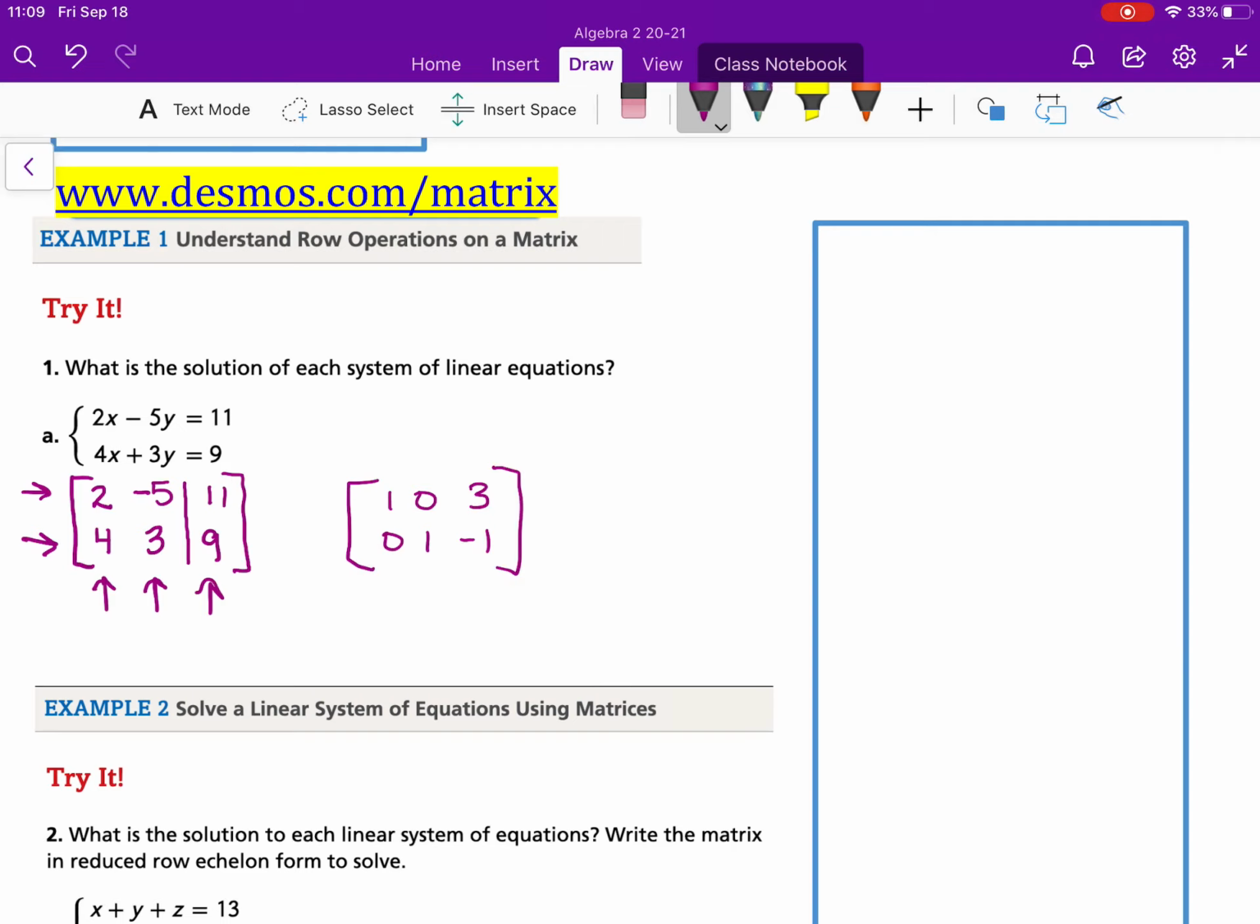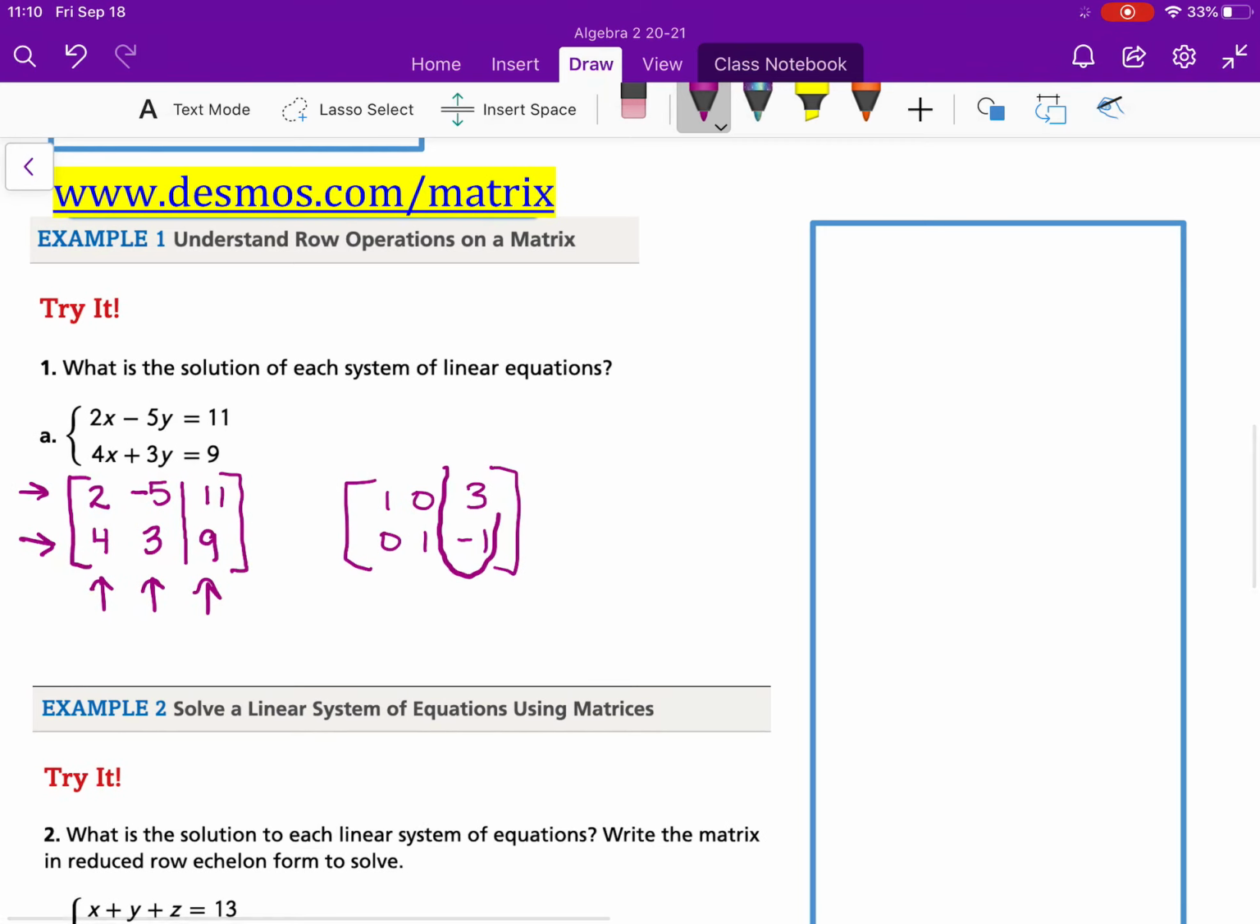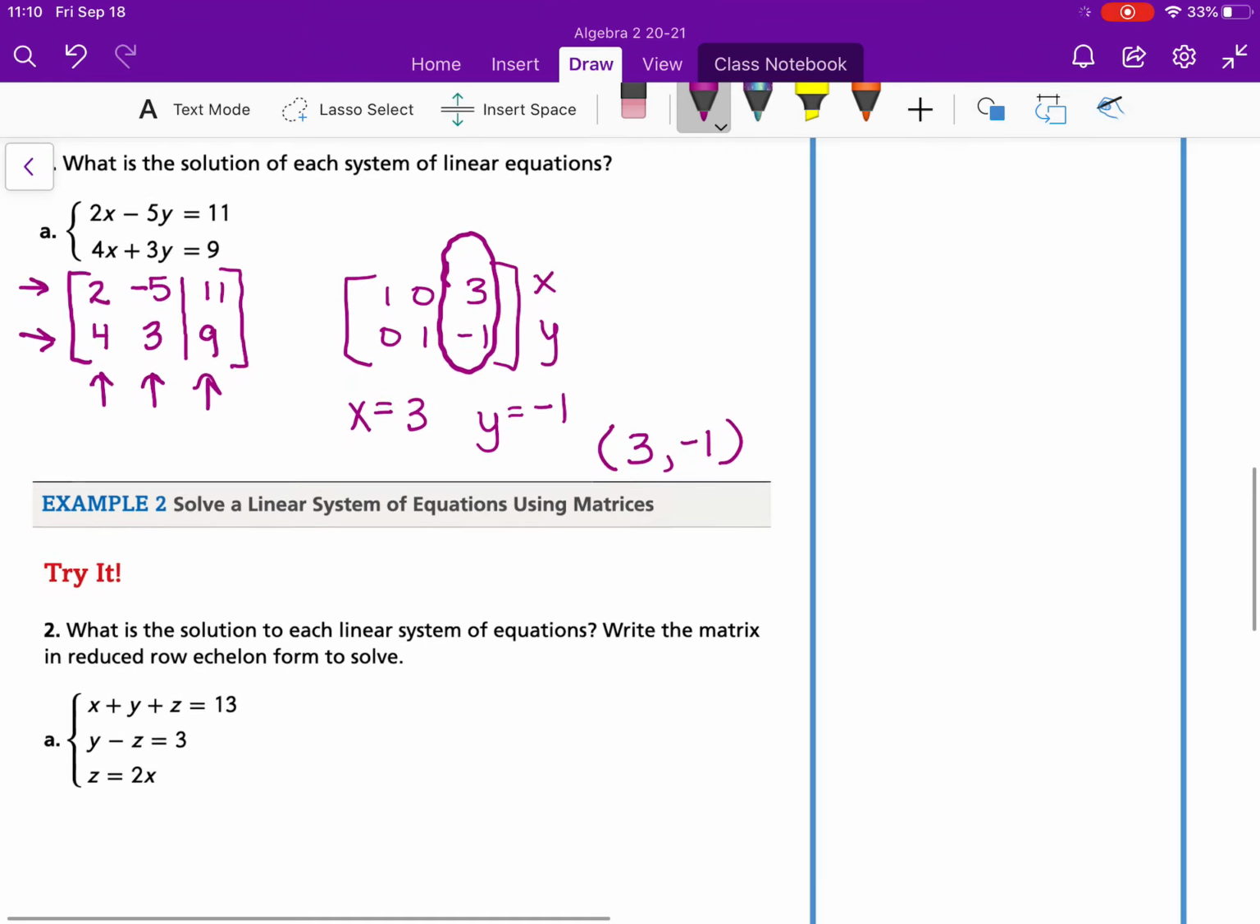So this is basically our final answer. We just have to understand what it means. Our answers are always found in the last column, and they go in order. So this is X, and this is Y. So this system, meaning that they cross paths when X equals 3 and Y equals -1. If you write that as a point, you could also write that as (3, -1). And that is the answer for the first problem.